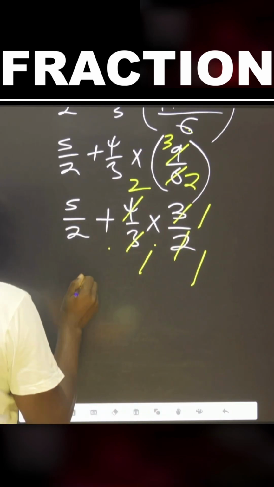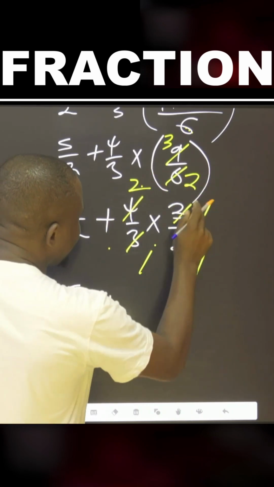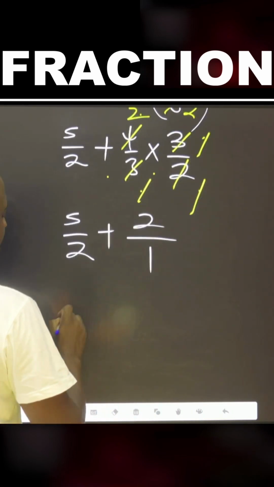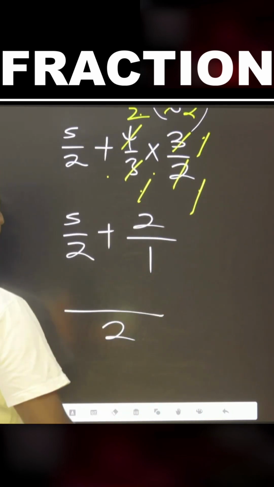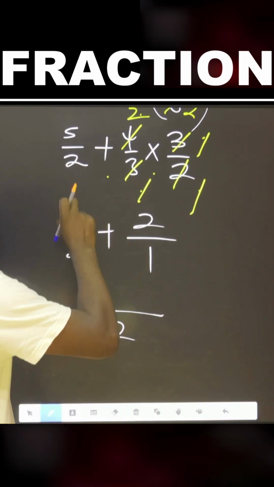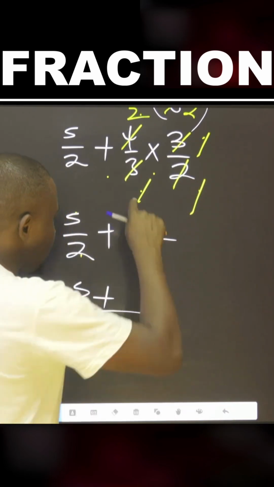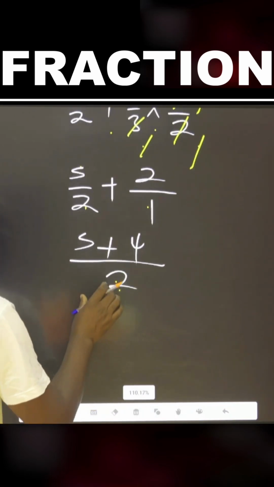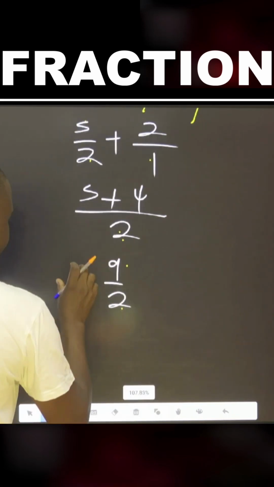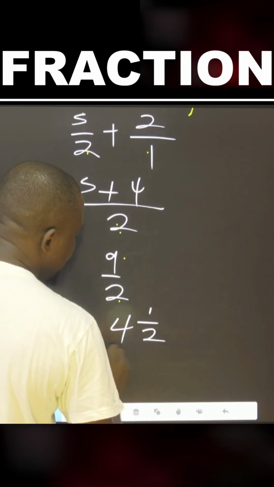Therefore, we have 5 over 2 plus everything here now, 2 multiplied by this is 2. This and this will produce 1. This will give us 2 as per LCM. This and this is 1, multiplied by this is 5. This and this is 2, multiplied by this is 4. That is what? 9 over 2. How many 2 in 9? 4. That is 4 whole number, 1 over 2. That is the answer.